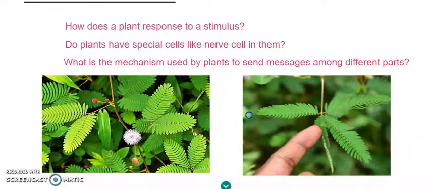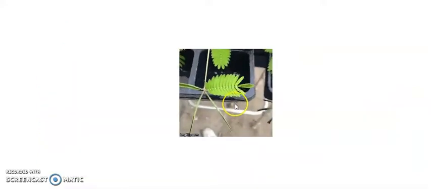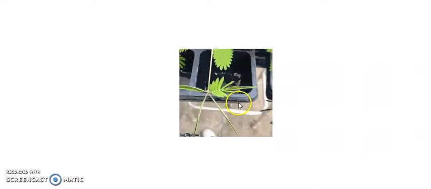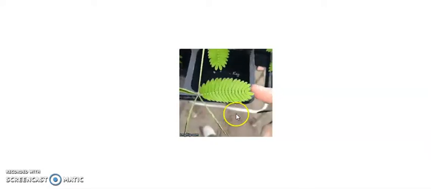Now, as you can see in the picture below, it's a picture of a touch-me-not plant. The leaves of the plant will show a response to the stimulus of touch. That is, the leaves will start folding inside. As you can see here, the person is touching the first tip of the leaf, and all the other leaves at the back are folding or closing themselves up. This is the response that is being given by the leaves.